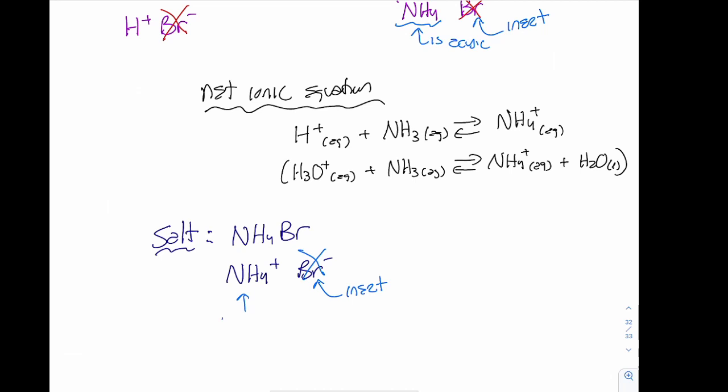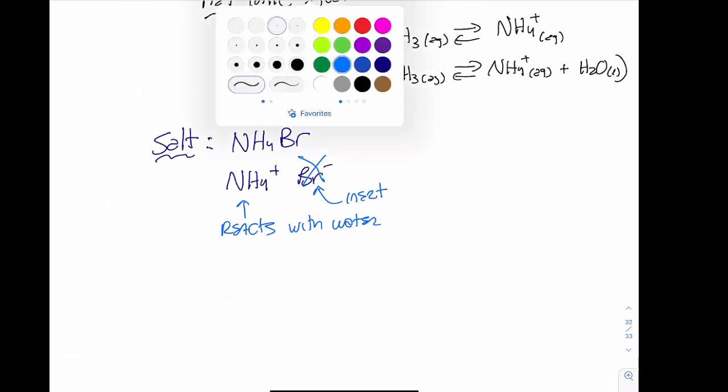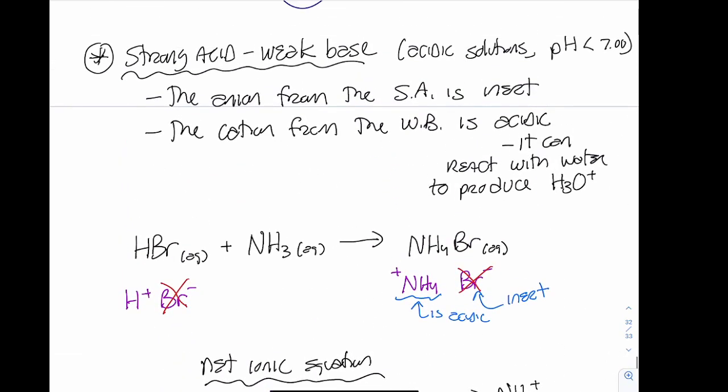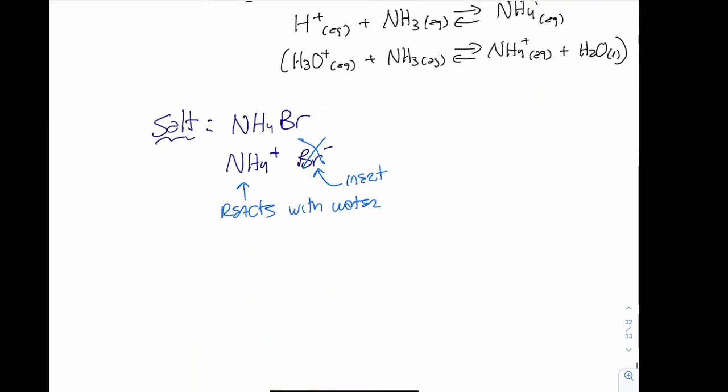This reacts with water. So I want to write that reaction, because this is how we're showing that it's acidic. I'm going to take this salt, and if we go back up, I have that here. It can react with water to produce hydronium ions. The cation from a weak base is acidic. It can react with water. So that's what we're about to do here.